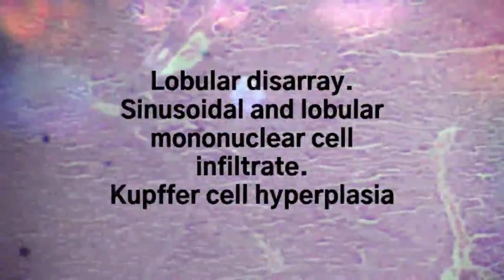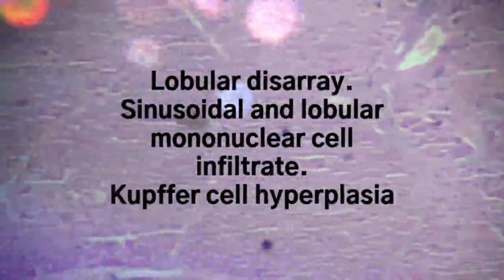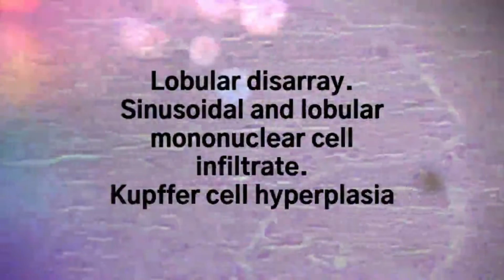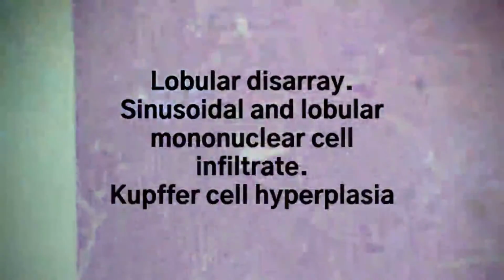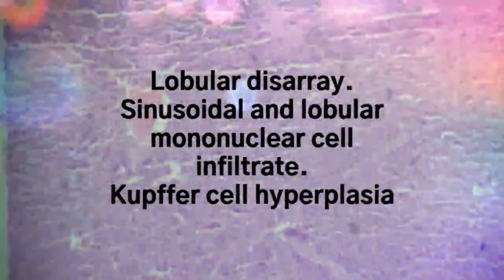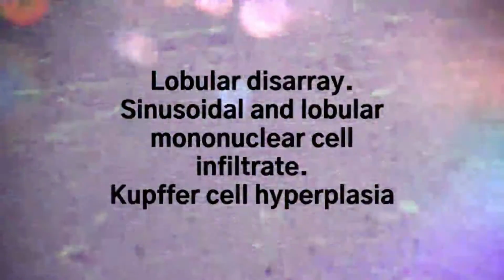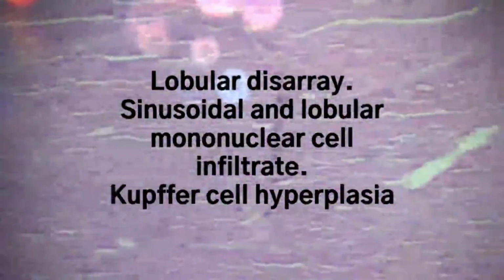For all forms of acute hepatitis, histology is characterized by lobular disarray, which includes ballooning degeneration, spotty necrosis, predominantly sinusoidal and lobular mononuclear cell infiltrate with occasional neutrophils and eosinophils, and Kupffer cell hyperplasia.